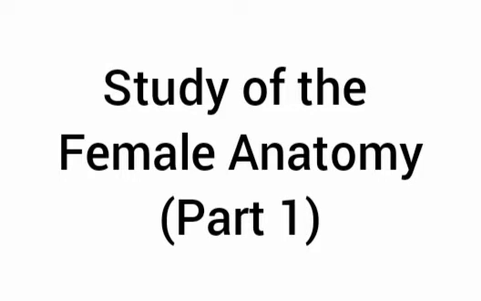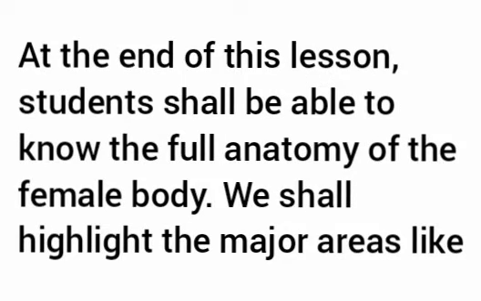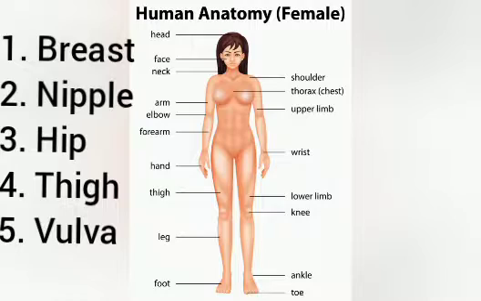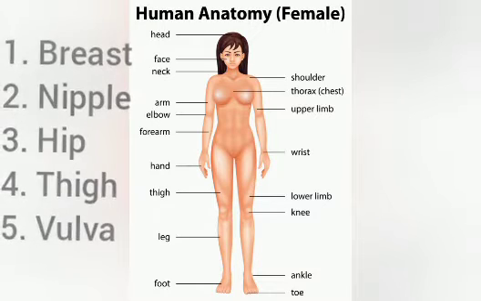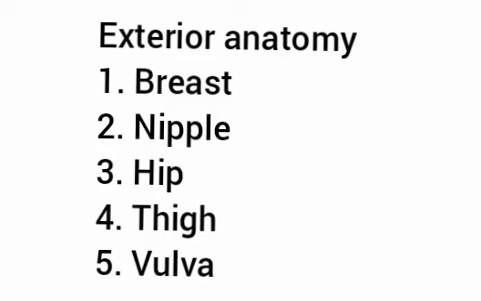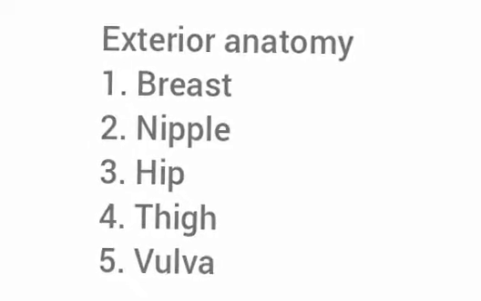Study of the Female Anatomy, Part 1. This lesson will look in detail at the structure and functions of the female internal and external anatomy. At the end of this lesson, students shall be able to know the full anatomy of the female body. For exterior anatomy, we shall look at the breast, the nipple, the hip, the thigh, and the vulva. All these areas shall be covered under different topics in our next 5 lessons.